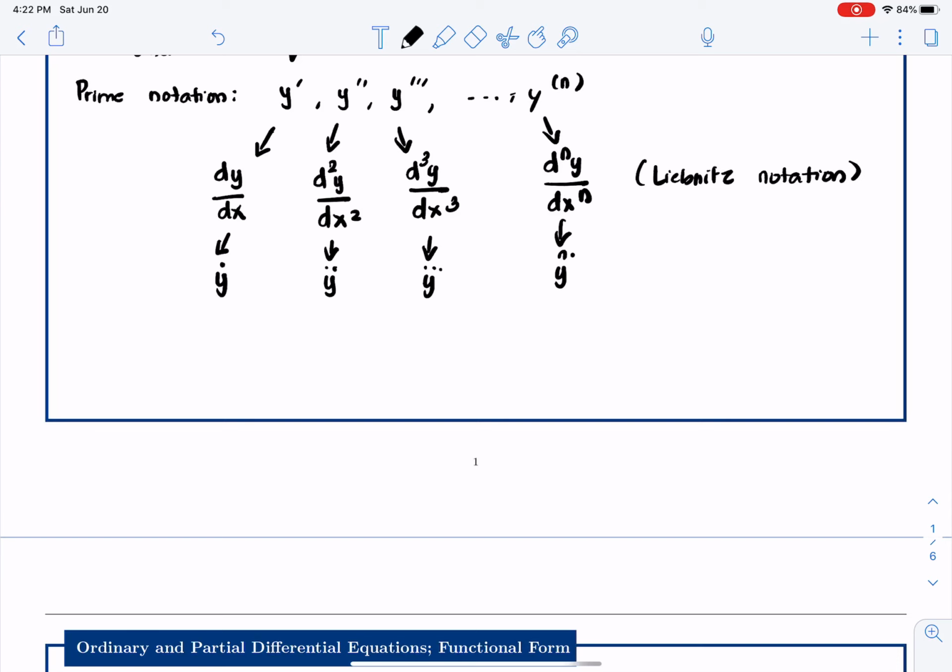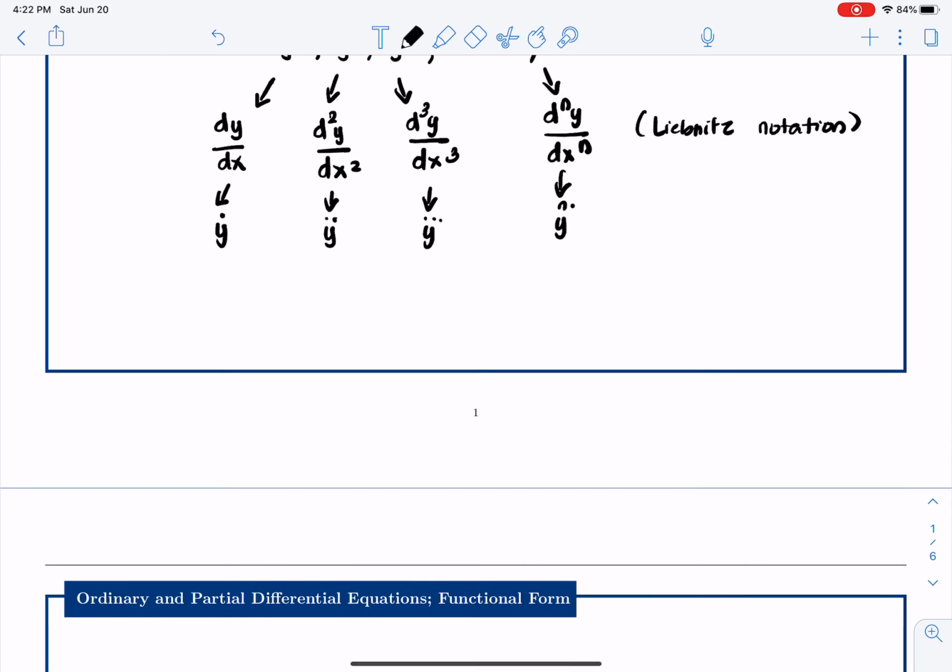So what we have here is the first derivative. That would be the second derivative. And that is the nth derivative.